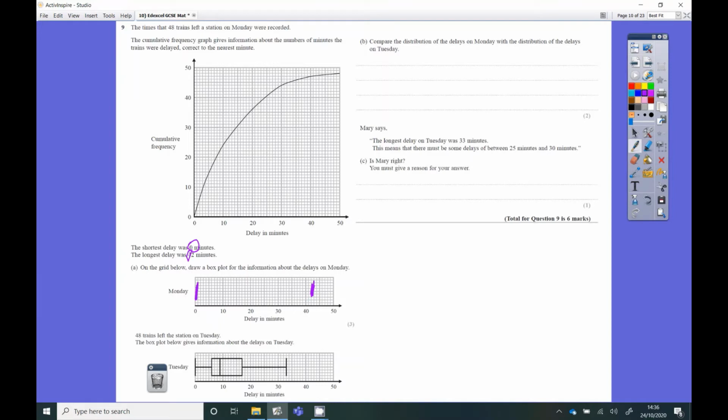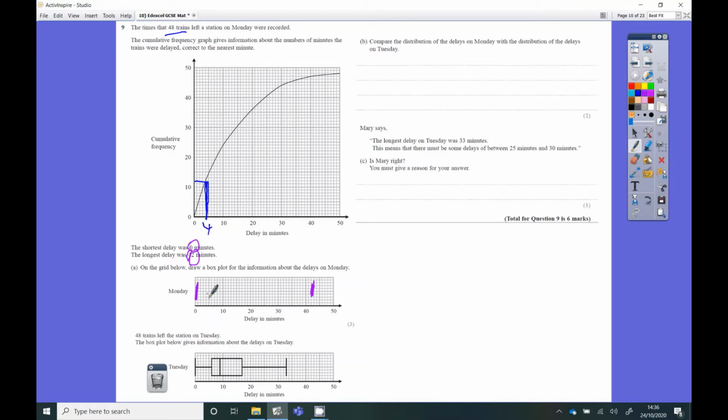And then we just go and get our other information from the cumulative frequency table. So we've got 48 trains. A quarter of 48 is 12. So if we go along 12 and down, we get 4. Sorry, that's not very accurate, it should be at 4. It's quite hard to do that on the screen. So that's taking a reading of 4.